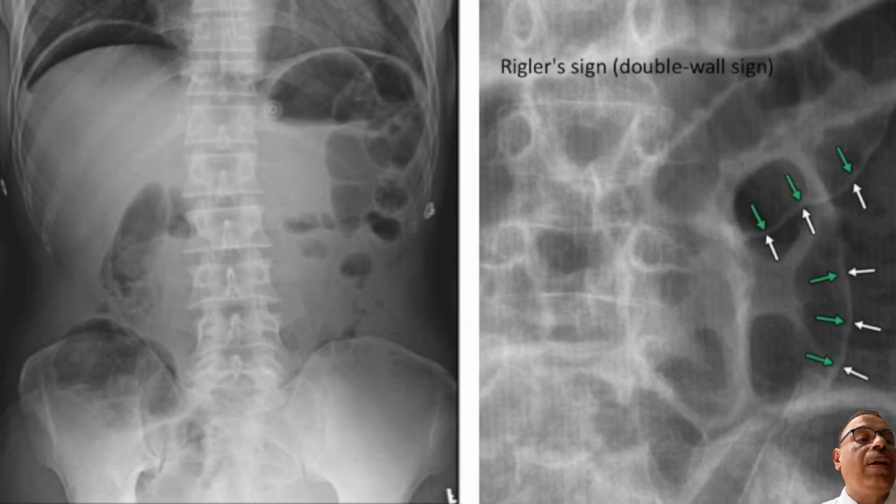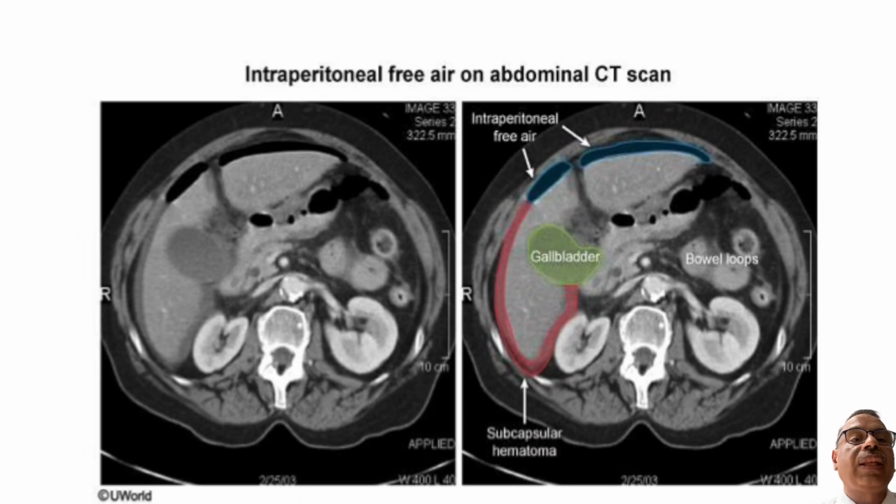In these cases the gut wall is seen, as shown in the arrow, and the free gas is present outside, as well as there is an intraluminal gas. So the bowel wall would be seen sandwiched between two gaseous shadows, one extraluminal and of course one intraluminal. This is a Wriggler sign or a double wall sign, which is classically seen in pneumoperitoneum following a hollow viscus perforation. And this is a CT scan picture with contrast, which classically shows intraperitoneal free air on the abdominal CT.